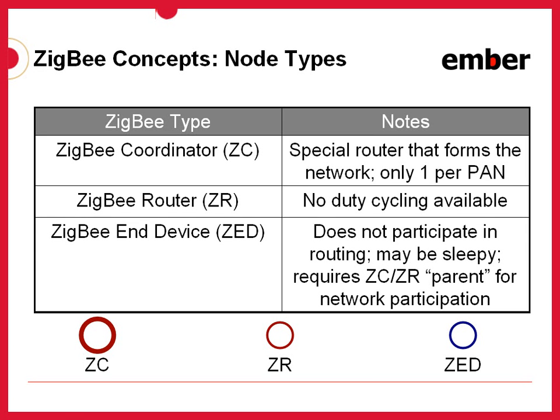Now, in future diagrams through these presentations, you'll see circles of different types. The thick red circle corresponds to the coordinator, so the special router that initiated the network. The thinner red circle corresponds to the router, of which there can be several, and the blue circles correspond to end devices, of which there can be several.